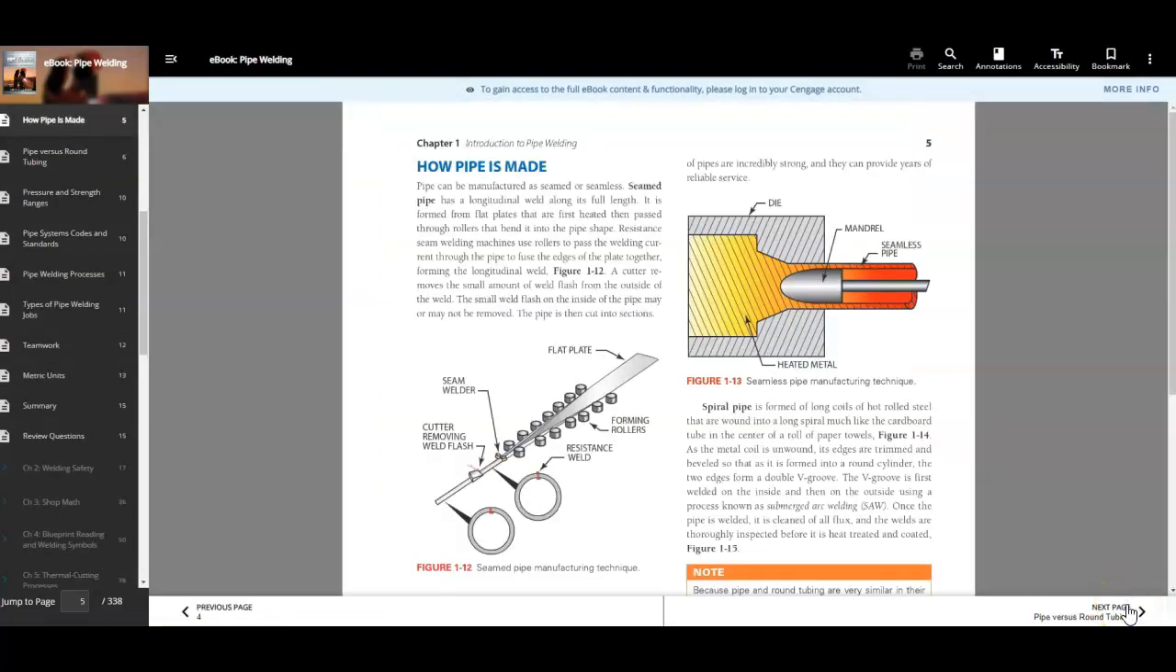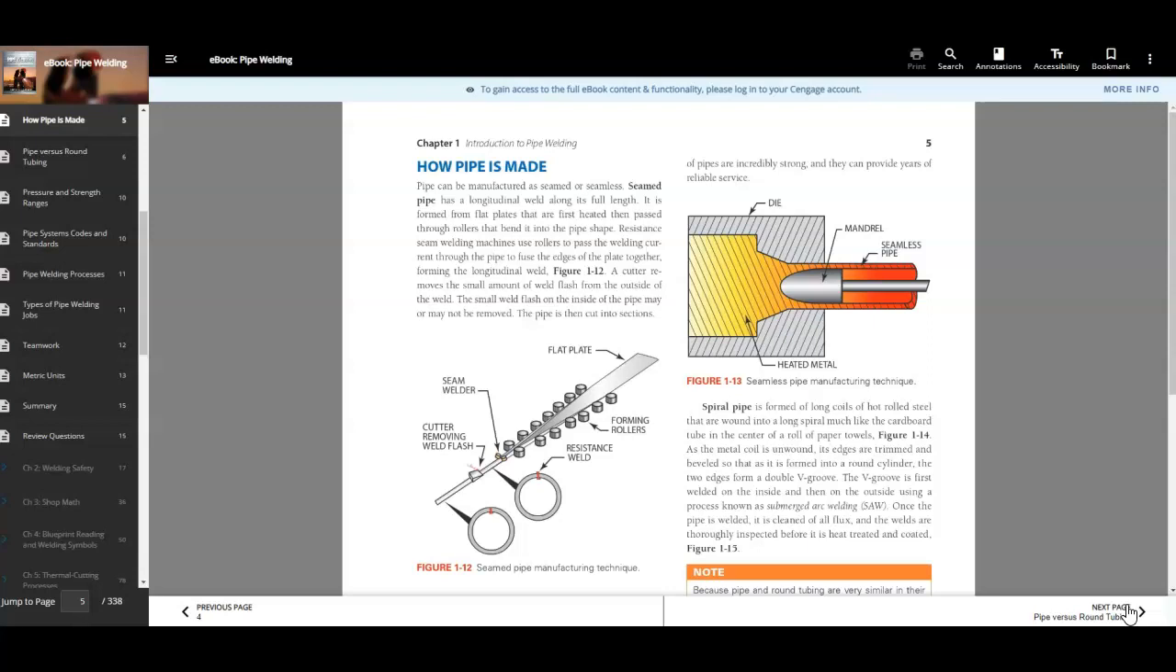How pipe is made. Pipe can be manufactured as seamed or seamless. Seamed pipe has a longitudinal weld along its full length. It is formed from flat plates that are first heated, then pressed through rollers that bend it into pipe shape. Resistance seam welding machines use rollers to pass the welding current through the pipe and to fuse the edges of the plate together, forming the longitudinal weld.